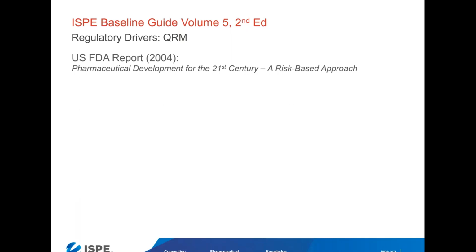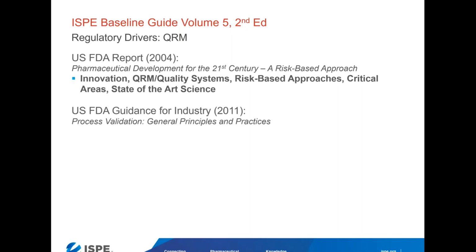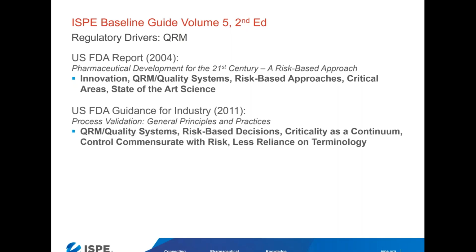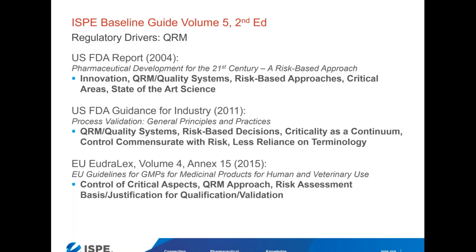In the 21st Century Initiative document, FDA focused on innovation, implementation of quality risk management and quality systems, applying risk-based approaches, critical areas, and applying state-of-the-art science. Similarly, in the process validation guidance, most of the same concepts. Additionally, understanding criticality as a continuum, applying control that's commensurate with risk, and having less reliance on terminology. And again, similarly, in Annex 15, the EU emphasized control of critical aspects of systems, applying quality risk management and risk assessment as the basis and justification for qualification and validation. So a very clear message from the regulators for where they wanted to see the industry go.